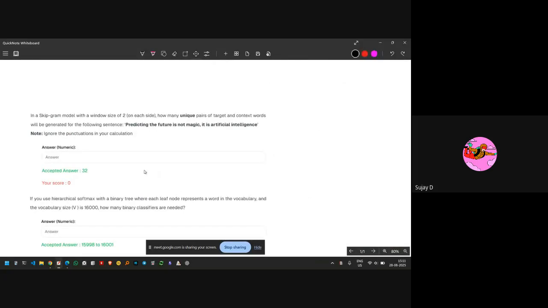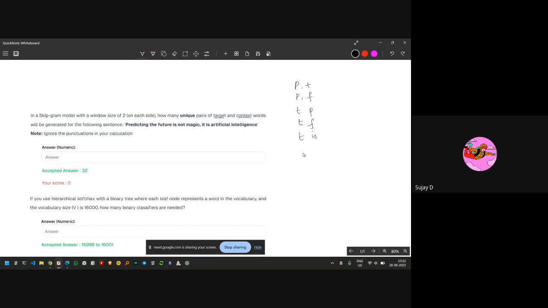Next, skipgram is the reverse of CBOW. In the skipgram model, with a window size of 2 on each side, how many unique pairs of target and context words will be generated for the following sentence? Predicting the future is not magic, it is artificial intelligence. Ignore the punctuation in your calculation. Okay. Two words left and right, right? Target and context. For predicting the target, if Predicting is the target, then if the is the target, then the pairs are predicting, the future, the is.